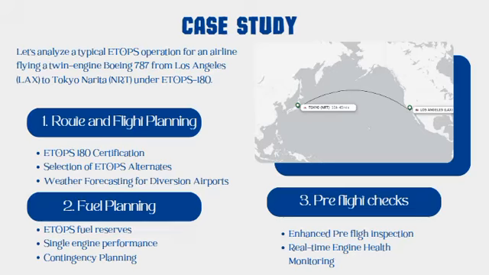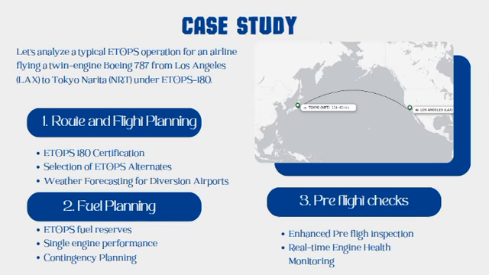Now I'm gonna explain to you guys a case study about ETOPS. For a case study, let's analyze a typical ETOPS operation for an airline flying a twin-engine Boeing 787 from Los Angeles to Tokyo Narita under ETOPS 180. Remember, ETOPS 180 means that an aircraft is certified to fly routes that take it up to 180 minutes, that means 3 hours of flying time away from the nearest suitable alternate airport.